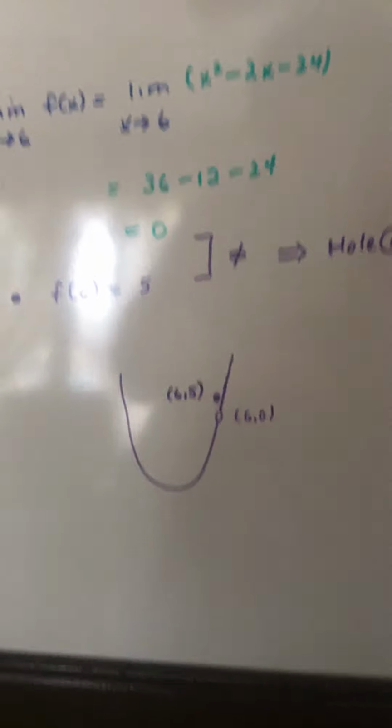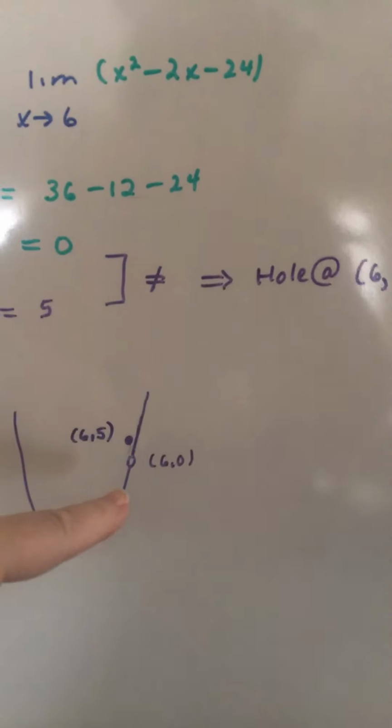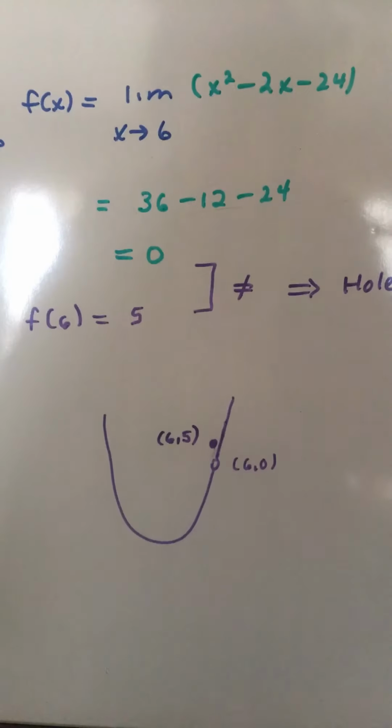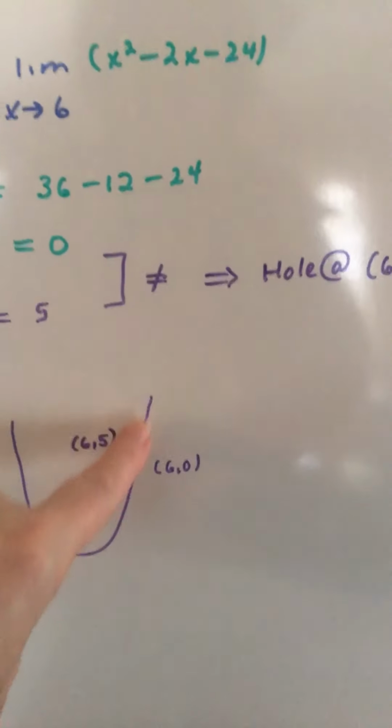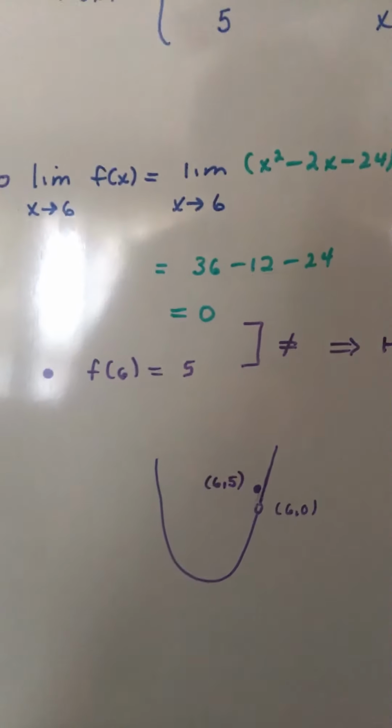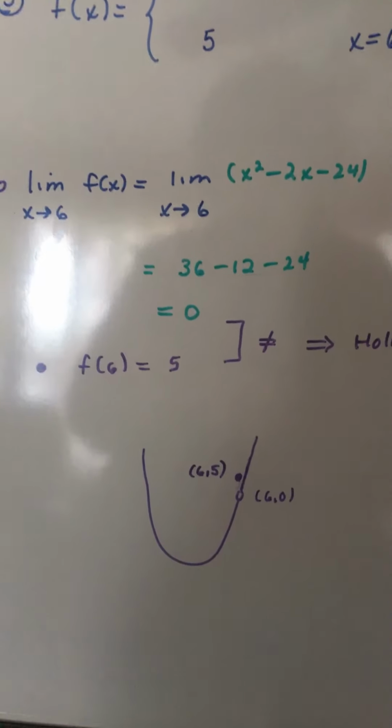This is a picture of a parabola. And again, notice the function value is above the hole. And again, I could remove that. If I could just erase that and rename it, I would be continuous. So this is limit 6.